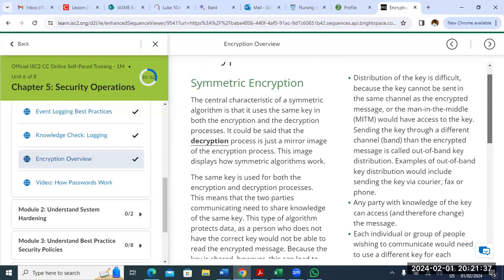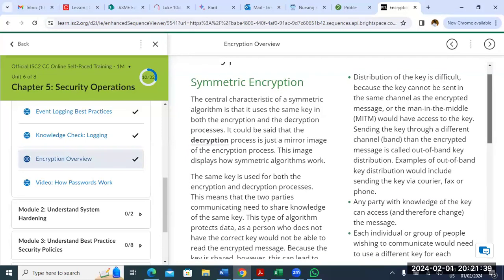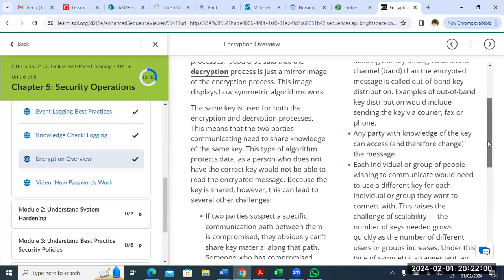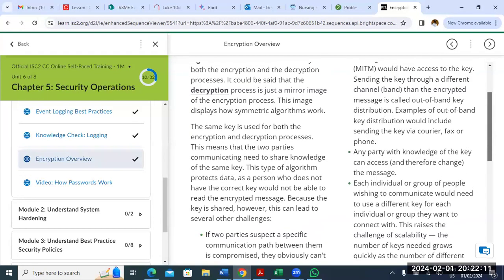The central characteristic of a symmetric algorithm is that it uses the same key. I mentioned it the other time. When it's symmetric, it's using the same key both to encrypt and to decrypt. That is just the meaning. The opposite is the asymmetric one, where you have both a public key and a private key. The same key is used for both the encryption and decryption process. If you don't understand what encryption is, understand this: when it comes to symmetric, you are using the same key to encrypt and also to decrypt.